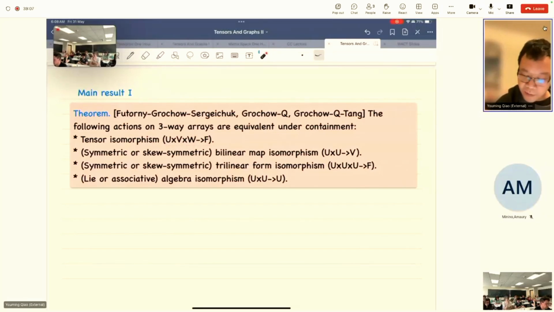Then we also talk about the bilinear map isomorphism, right? That's U cross U to V. That's where we get from the p-group setting, p-group isomorphism, especially with skew-symmetric. We also have the so-called trilinear form isomorphism. The trilinear form isomorphism is U cross U cross U to F, which has its origin in, for example, cubic form equivalence. And finally, algebra isomorphism, that's the U cross U to U setting, and for the algebra you can even assume that they are linear associative.